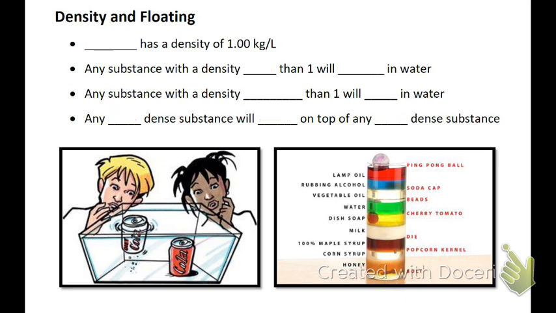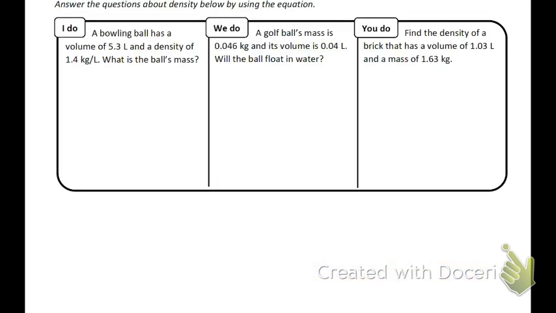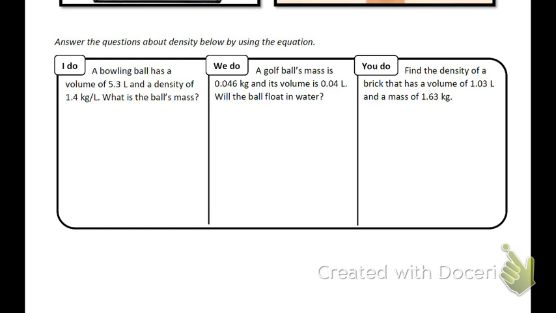Okay, so let's do some practice finding densities. So remember, the formula for density is mass divided by volume. So for number 1, a bowling ball has a volume of 5.3 liters and a density of 1.4 kilograms per liter. They're asking us to find the mass.